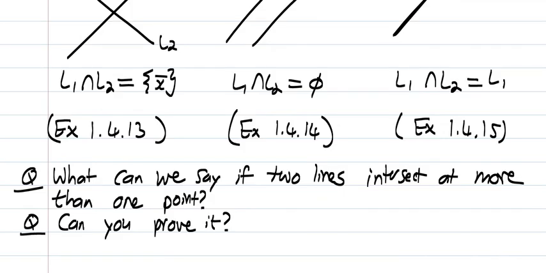Alright, so my next question. What can we say if two lines intersect at more than one point? And can we prove it? Looking at the examples that I mentioned above, we can clearly see that if two lines intersect at more than one point, then the lines have to be identical. But can we prove it? To be able to prove things in mathematics, you need definitions. And this is why we defined what we mean by a line as a set of points in R3. So the question is, can you prove it?